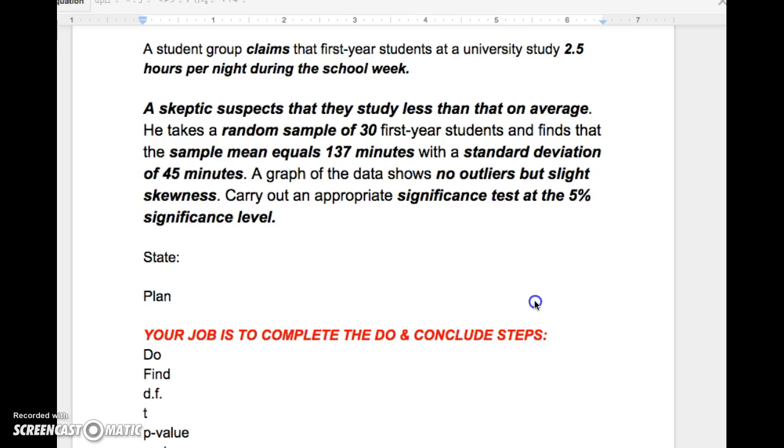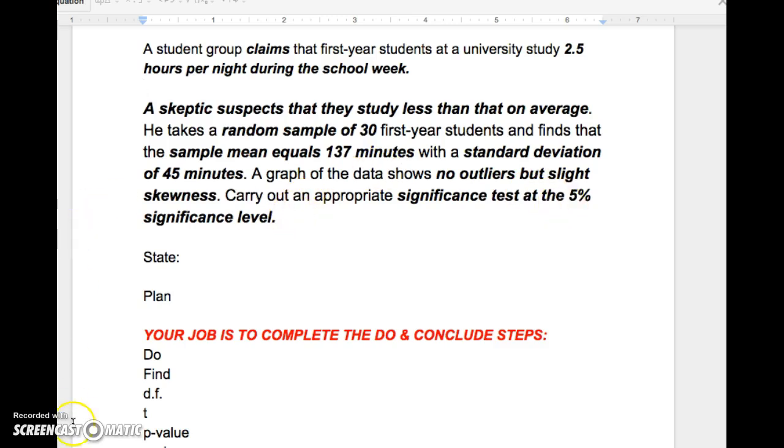Okay, here's your free response. A claim says that first-year students study 2.5 hours per night during the school week, and a skeptic suspects that they study less. A random sample of 30 first-year students has a sample mean of 137 minutes and a standard deviation of 45. We're going to look at how we use this information, with no outliers. That's going to be used in conditions, and we want to test at the 5% significance level.